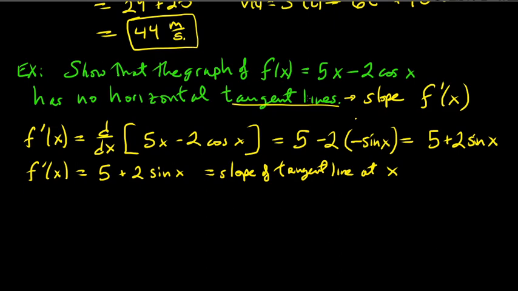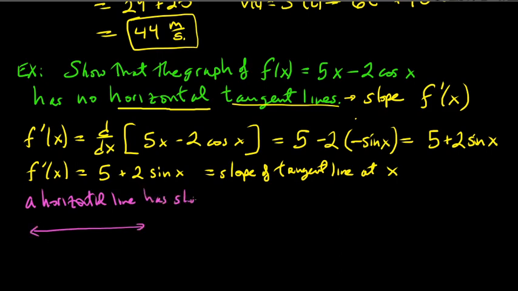Well, so what do we have to do? We have to show that there's no horizontal tangent line. Well, if the tangent line is horizontal, what's its slope? A horizontal line, you know what that looks like. Looks like this. It has a slope of 0. Remember, slope is rise over run.